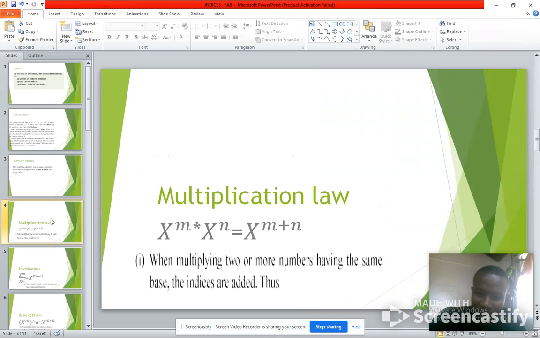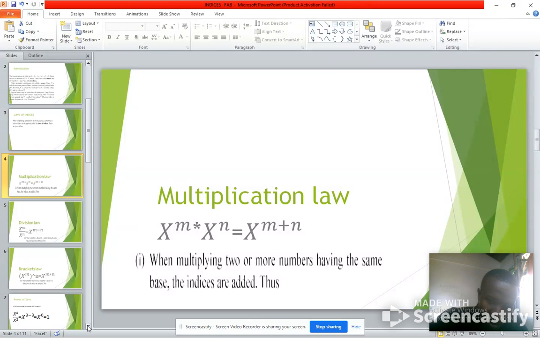The first law of indices is the multiplication law, where x raised to m multiplied by x raised to n will easily result to x raised to m plus n. So in this case, you take the powers and you add them. Are we together? Yes, Malim, we are together.